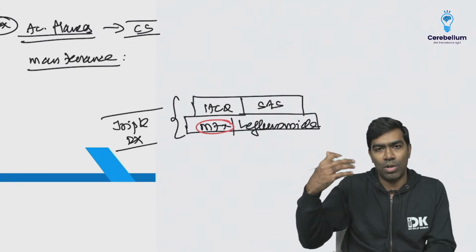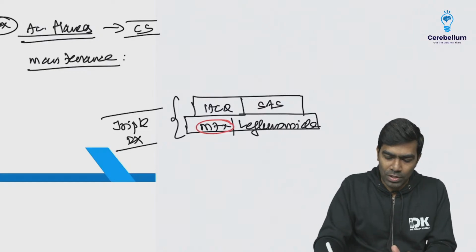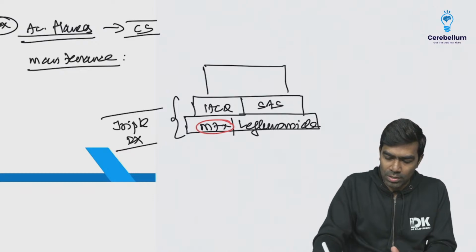So MTX is the backbone. On top of that, if the patient is not responding, you can add HCQ and sulfasalazine. On top of that, if the patient is still not responding properly, you can use biologicals.